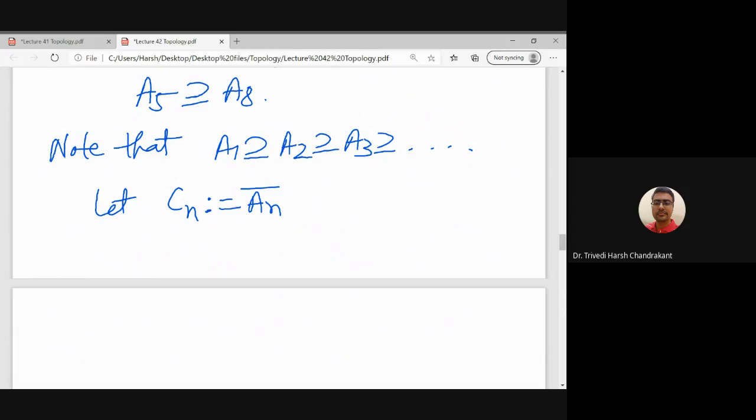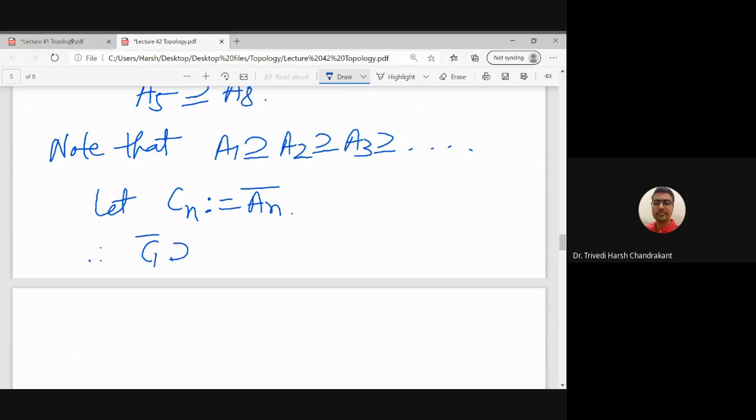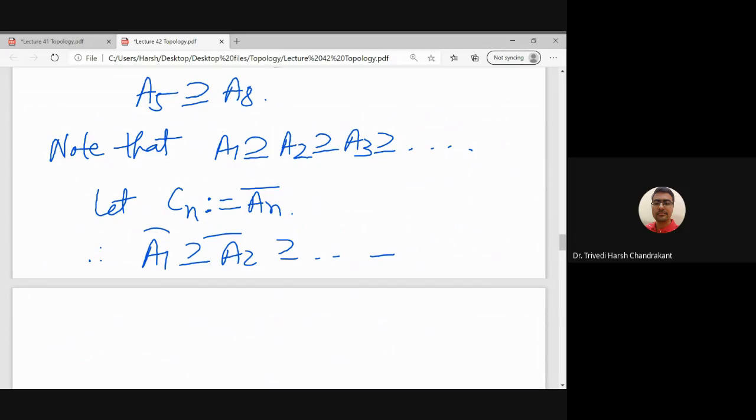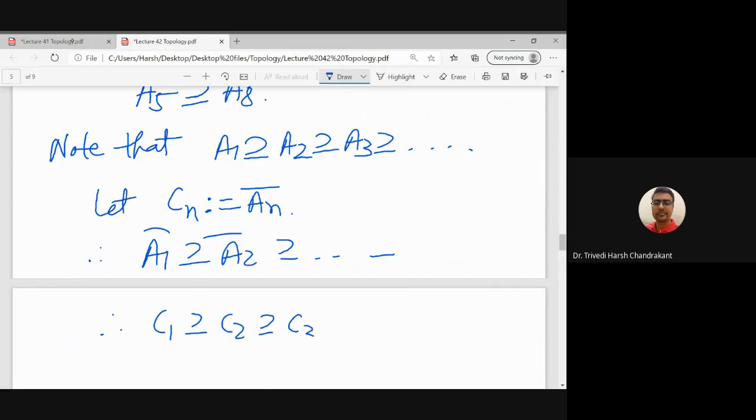So since A1 contains A2, C1 closure also contains C1 also. Sorry, since A1 contains A2, A1 closure contains A2 closure contains, and so on. Therefore C1 contains C2 contains C3, and so on, right? Because C1 is A1 closure.